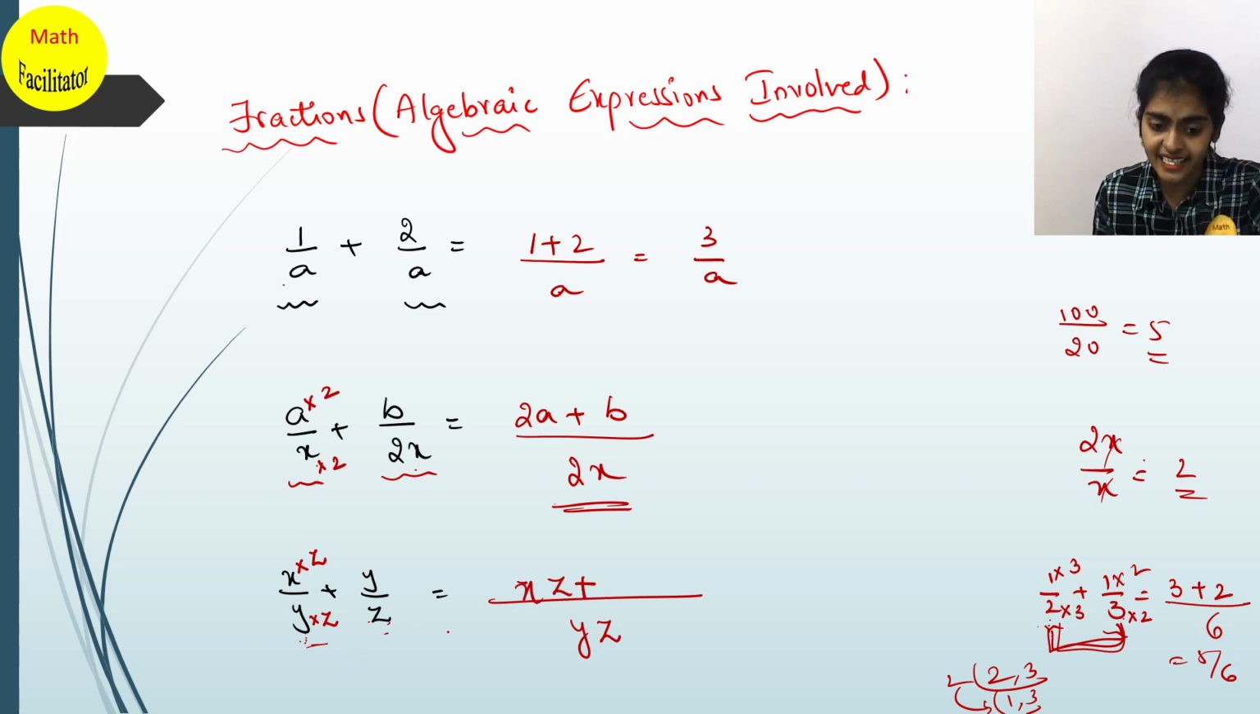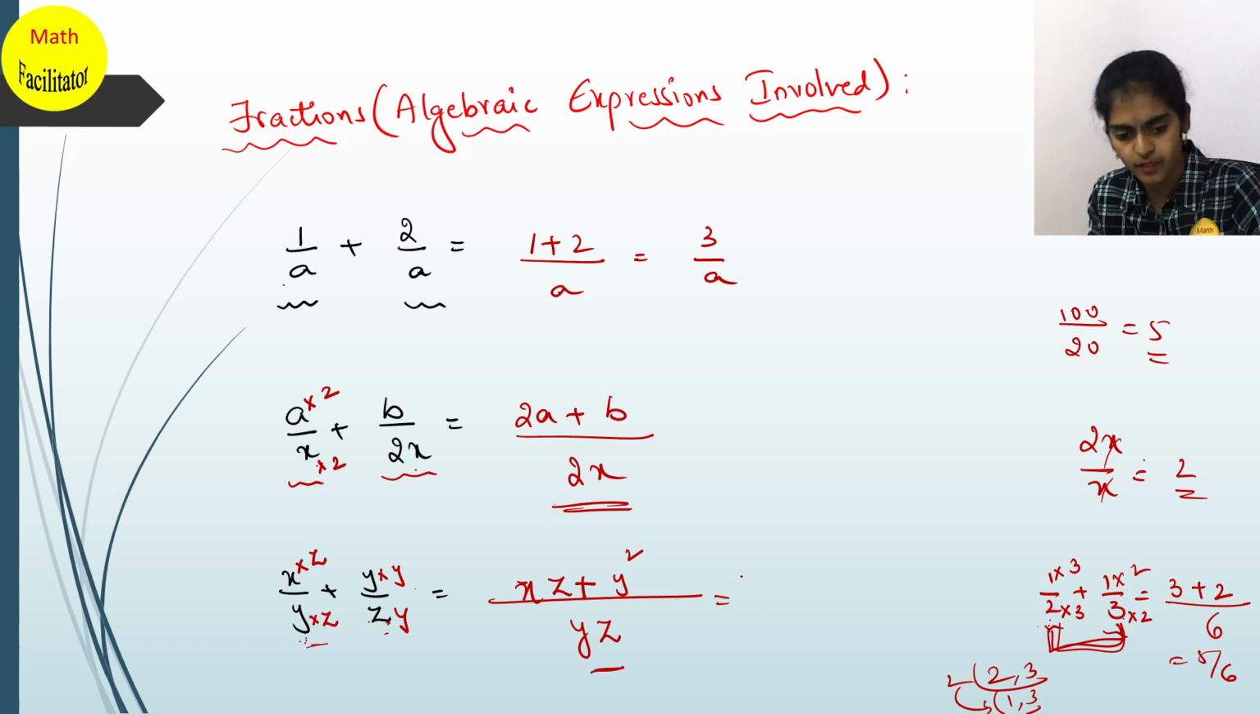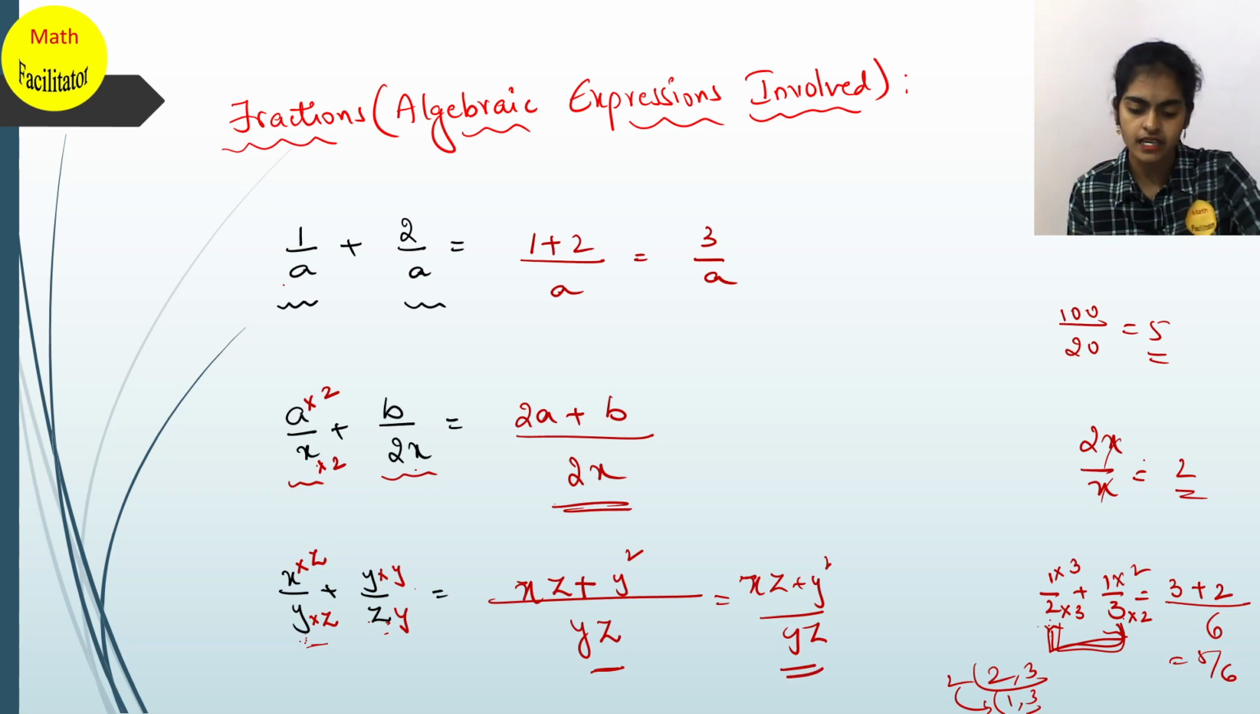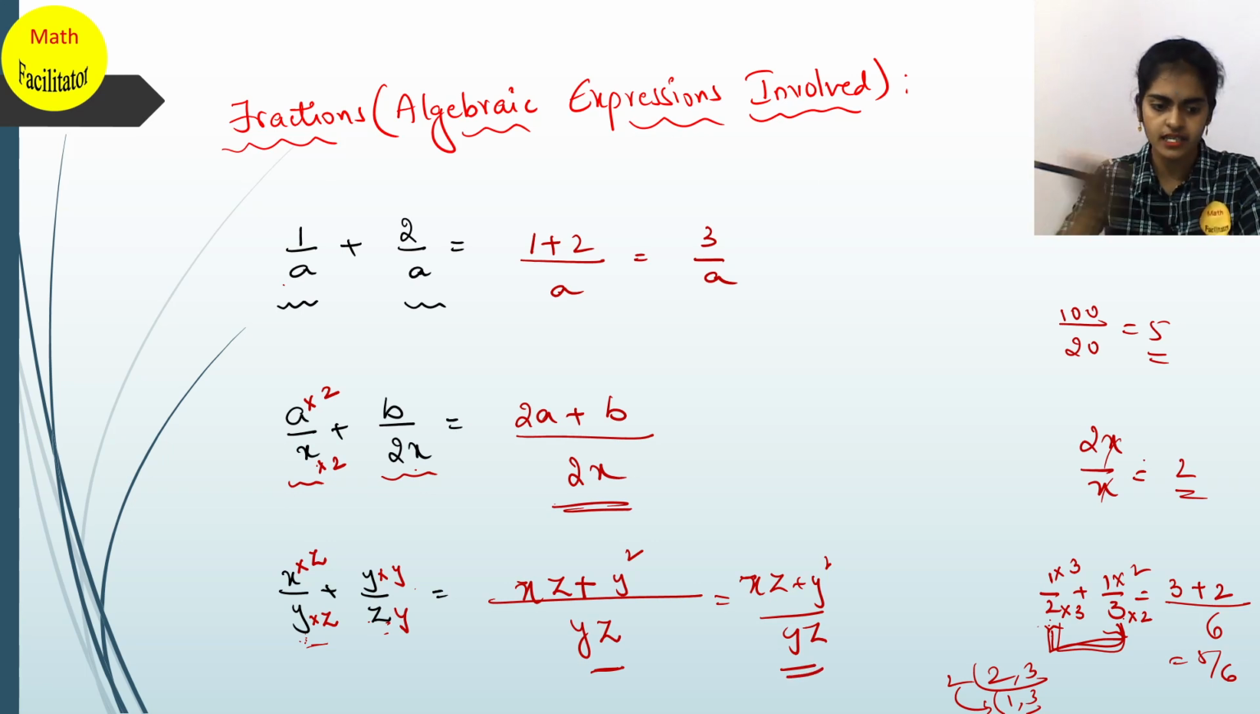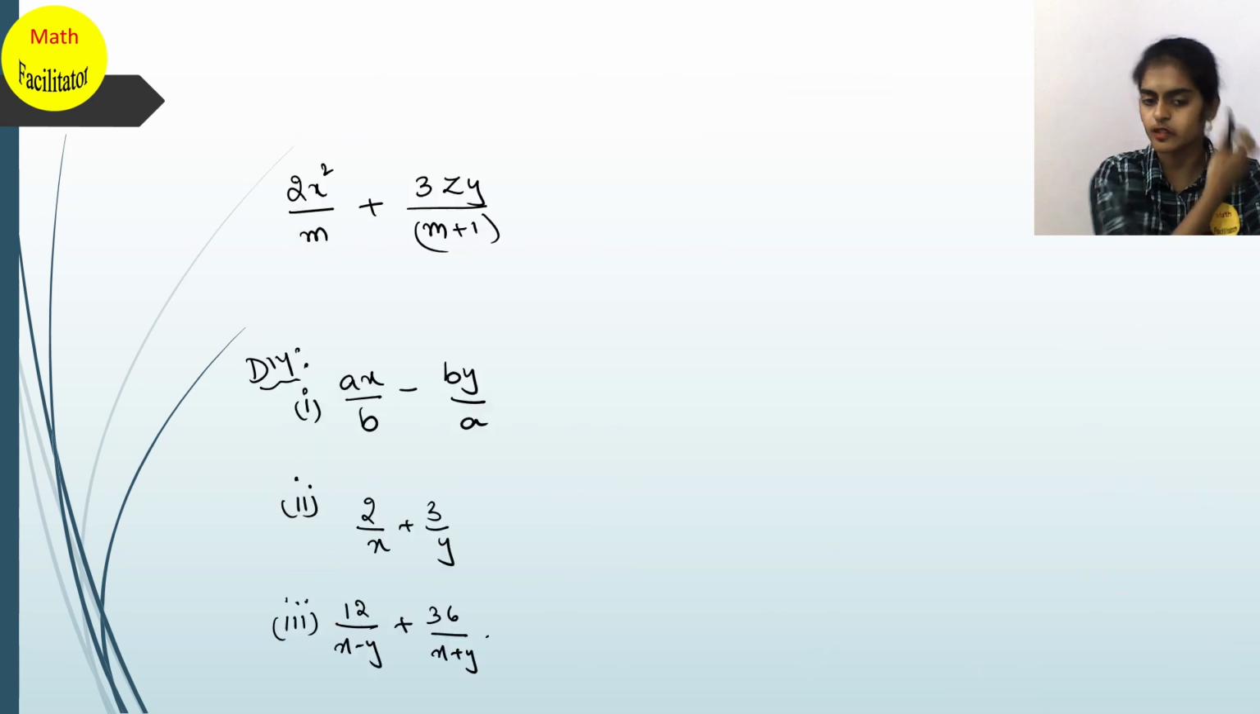And you have z here. I want yz. So I have z. So what I'll do, I'll multiply this z by y. So here also I'll multiply by y. So y into y gives me what? It gives me y square. So what is the answer? It is nothing but xz plus y square by yz. Getting the point? Yes. So compare it with the numbers. Algebraic expressions will be easy for you.